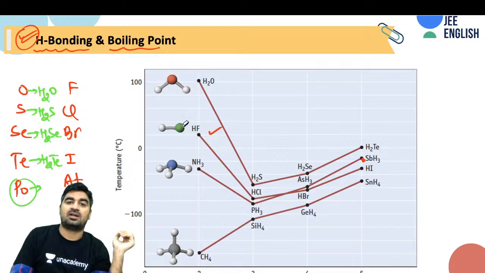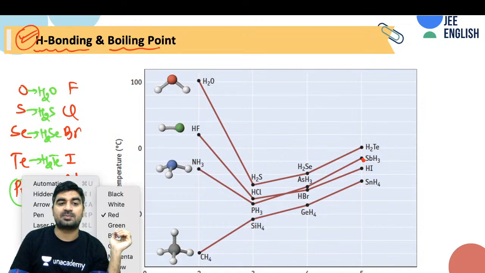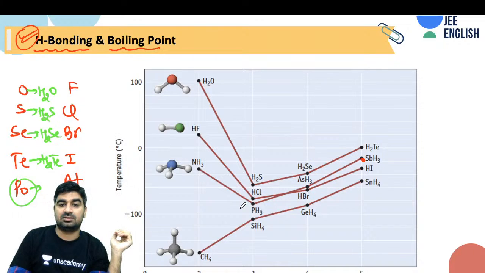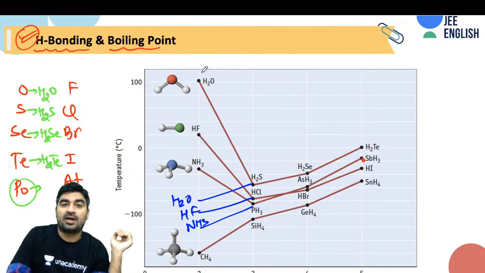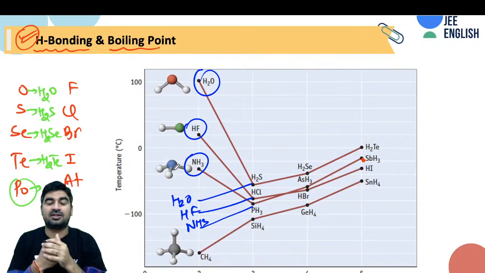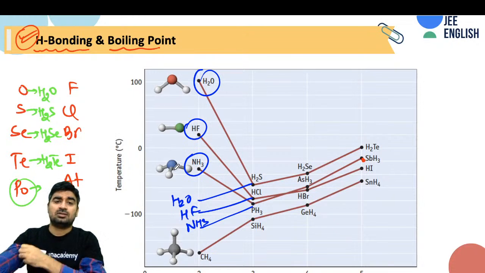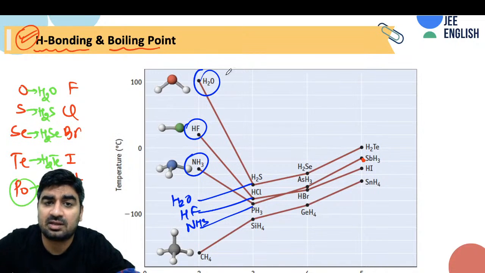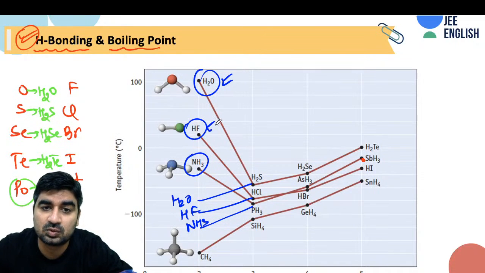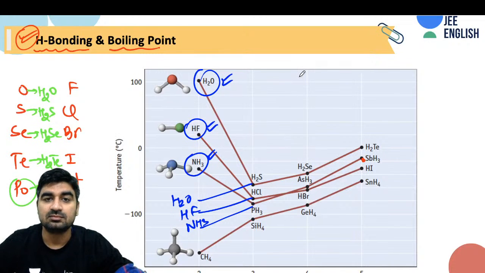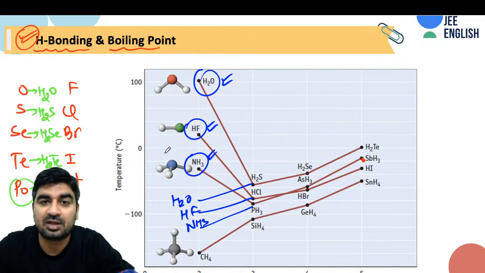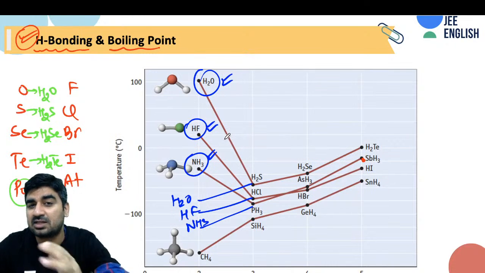So why are these graphs like this? Actually, as per my expectation, ammonia should be here only, this HF should be here only, and this H2O should be here only. But why are they very high? It means there must be some forces in H2O, HF, and NH3, and due to that force, their boiling point is very high. So what is that force?